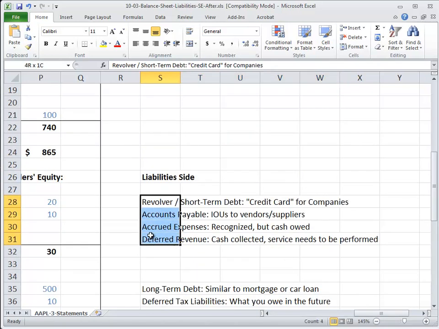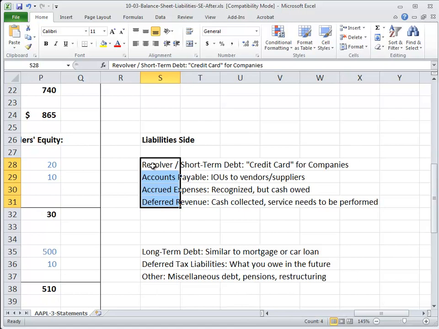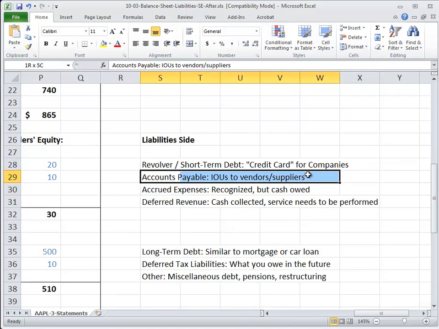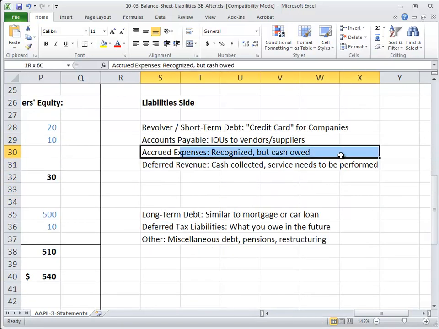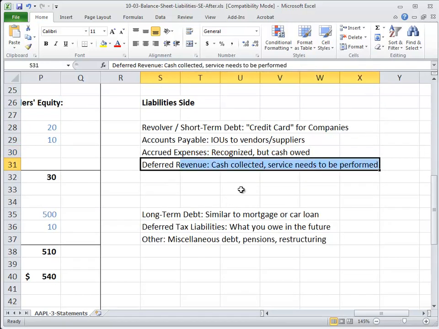You have a review of all the liability items here. Revolver is like a credit card. Accounts payable like IOUs. Accrued expenses have been recognized on the income statement, but the cash is still owed. Deferred revenue, the cash has been collected, but the service or product still needs to be delivered.